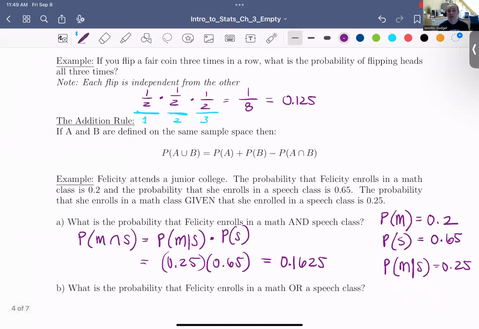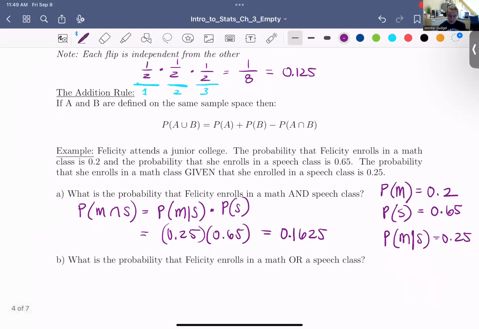All right, now they want to know, what's the probability that Felicity enrolls in a math or a speech class? So remember, this is one or the other, or both. This could be her enrolling in both. So that's the probability she enrolls in math plus the probability she enrolls in speech. But remember, if we were looking at a physical sample space, which is a little harder with this concept, it's not like rolling a die six times. Here, you're given the probabilities instead of figuring them out on your own.